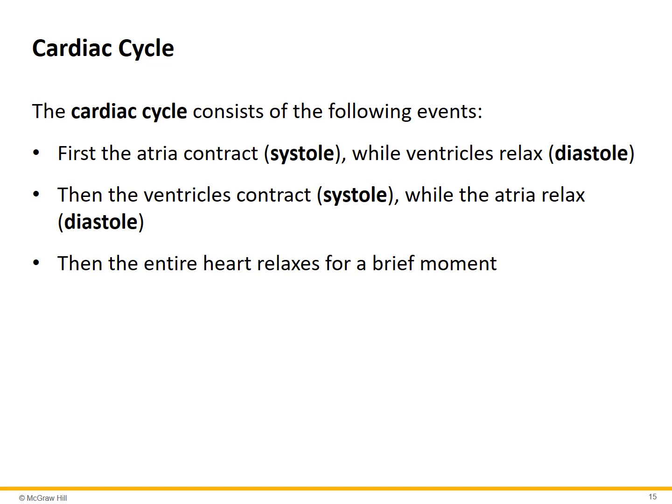So in theory, the AV valves open first due to pressure change, then the atria contract. As ventricular pressure builds up, the AV valves then shut, right? So they can't be contracting at the same time. But systole is a term that's used to define contraction. So while the atria are contracting, or in systole, the ventricles are relaxed, and this is referred to as diastole.